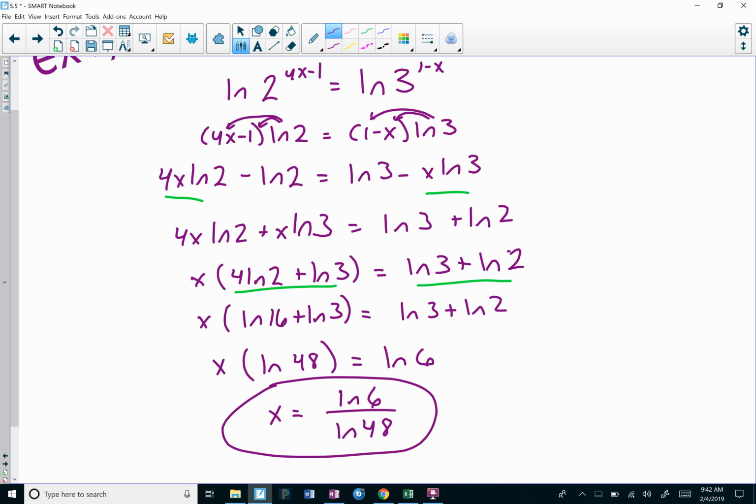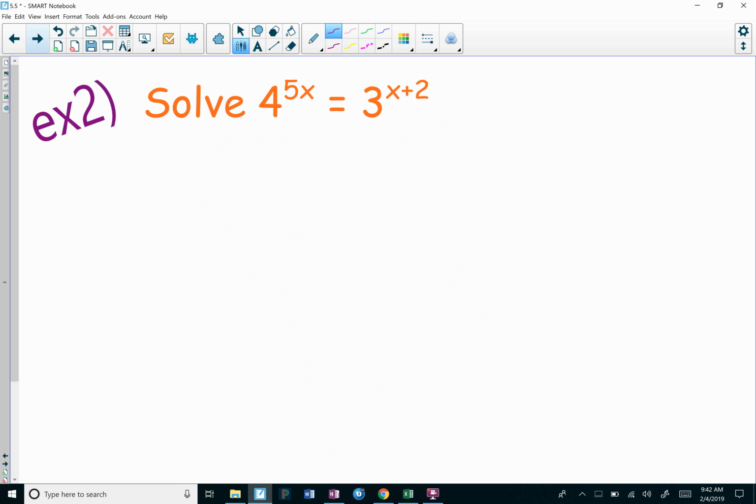Okay, so pretty weird, I know, but like I said, once we do a couple, you'll see that they're all the same. So let's keep going. Okay. Once again, I cannot get like bases, so I'm going to take the natural log of both sides. Once again, you could use common log. You can use log base 2. It doesn't really matter.